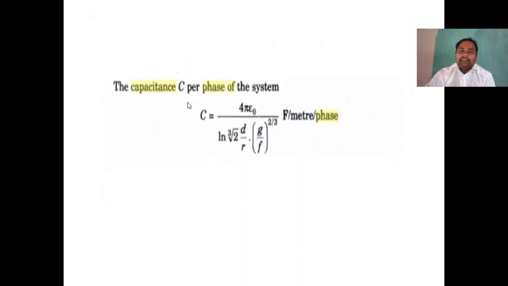The capacitance per phase is the same. Per phase, how can you get it? Every phase has two conductors. So finally the formula for capacitance C becomes 4 pi epsilon naught over log of cube root of 2D G by R F, whole power 2 by 3, farad per meter per phase. So this is the capacitance calculation for the special case lines, that is, hexagonal spacing and also flat vertical spacing. Thank you, my dear students.